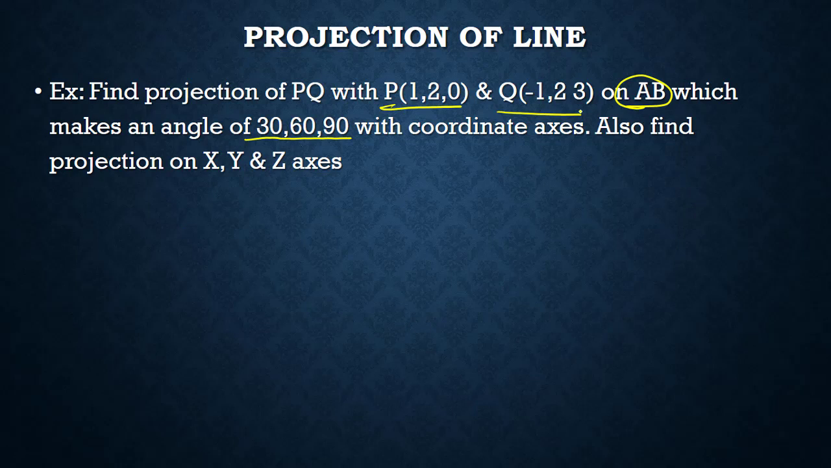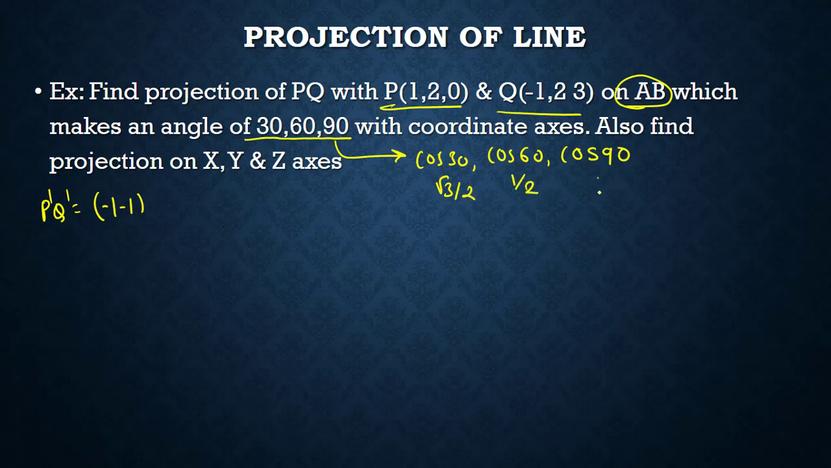Okay, so let's see. We have to find P dash Q dash. P dash Q dash is nothing but x2 minus x1. What is x2 minus x1? It is minus 1 minus 1, so minus 2, times cos alpha. First of all find the direction cosines of AB. So it is cos 30, cos 60 and cos 90, which is root 3 by 2, 1 by 2 and 0.